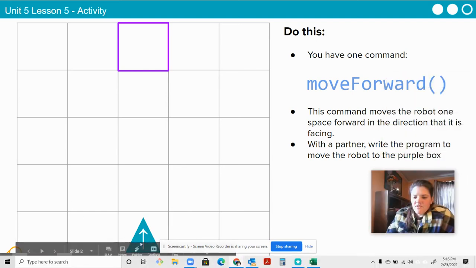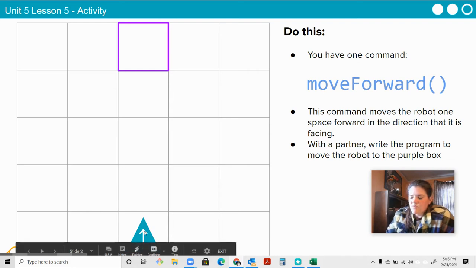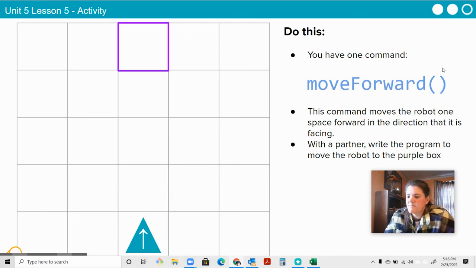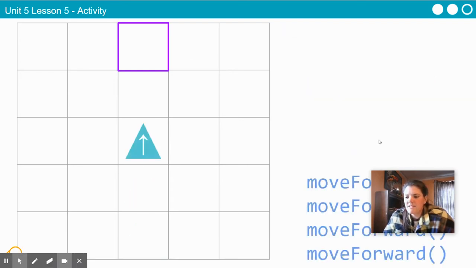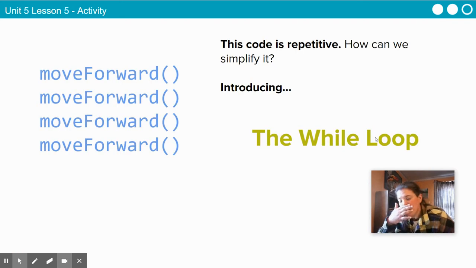So let's imagine you've got a little robot, my little triangle down here, and we have a command, move forward, that will move the robot one space forward. If we wanted to move it up to the purple box, we would say move forward, then move forward, then move forward, then move forward. So we would have to say this 4 times. But we can simplify this by using a loop. A loop says do this same thing over and over until something.